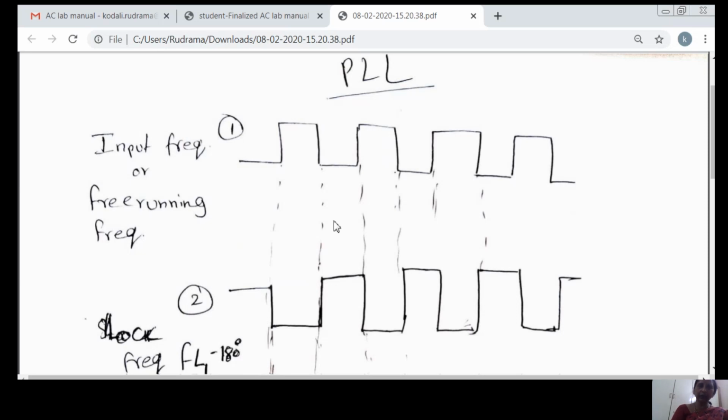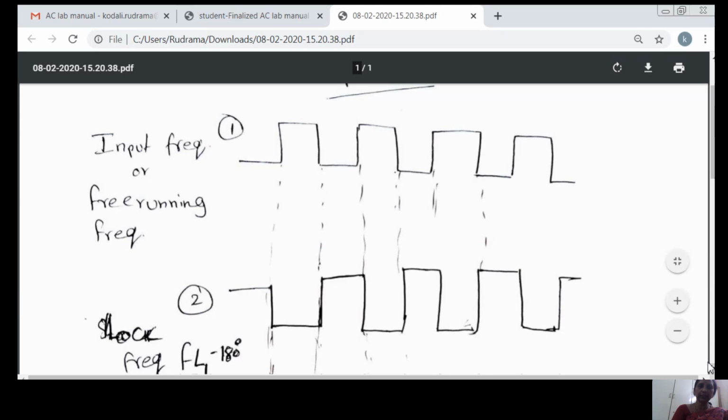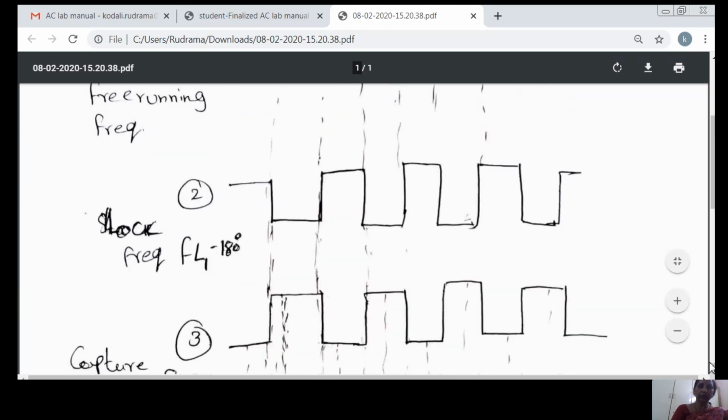Here the maximum error is there in the signal. So we have to note down this lock frequency FL1, which is a completely 180 degrees phase shift. It is a complete phase error signal. Note down the value of this lock frequency FL1, which is the incoming frequency that is in completely opposite phase with the free running frequency.